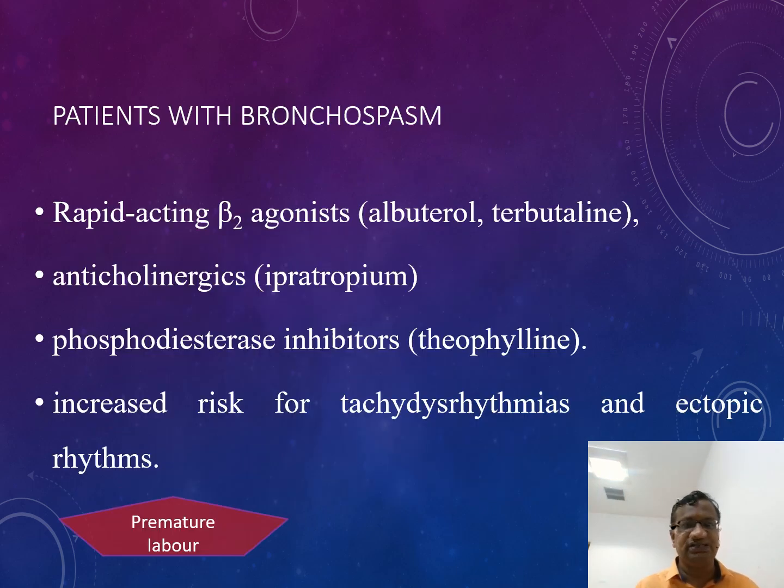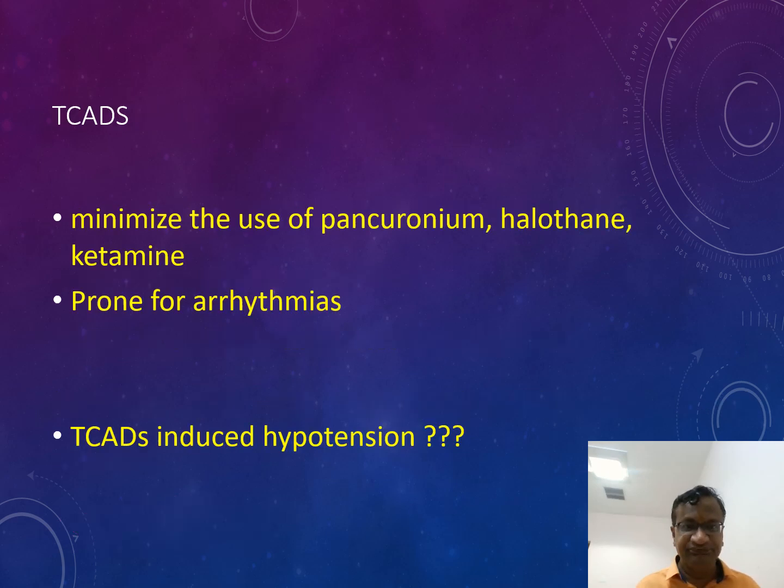Now you go to clinical scenarios. Rapid acting beta agonist. We give inhaled salbutamol, nebulized salbutamol with ipratropium, and then give IV theophylline. Yes, we are at risk of tachyarrhythmias and ectopic rhythms in the heart in patients with bronchospasm. Albuterol is nothing but salbutamol; in UK books it is written like that. Premature labor: sometimes we give nifedipine, sometimes we give ritodrine. All these things produce tachyarrhythmias.